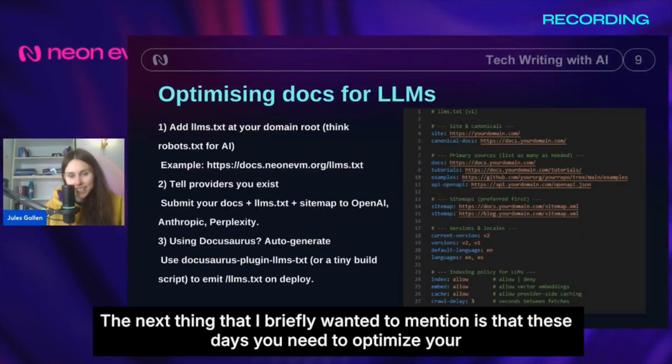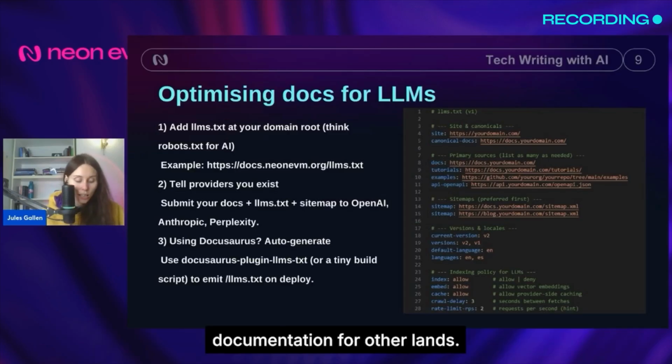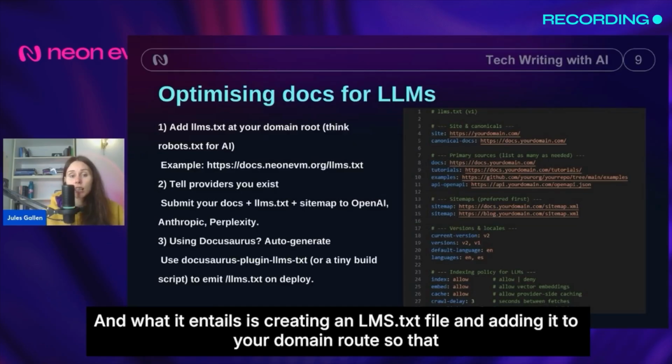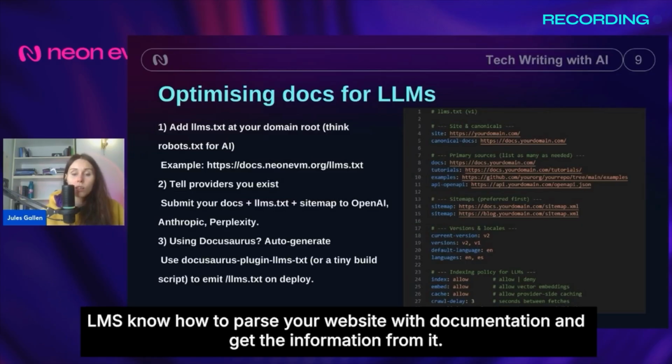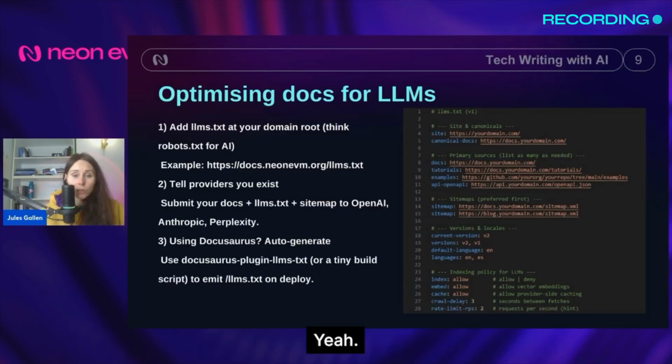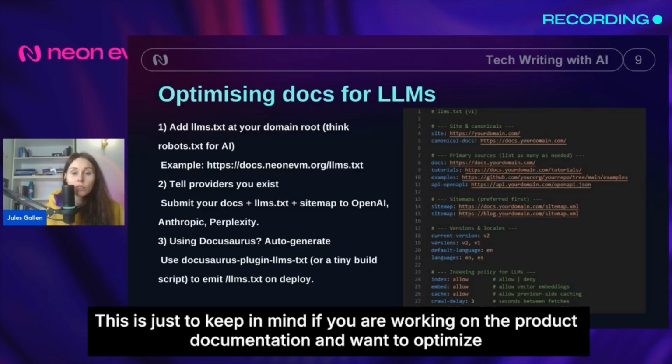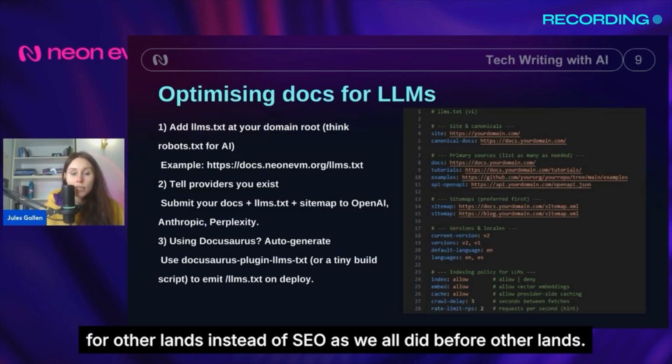Yeah, the next thing that I briefly wanted to mention is that these days you need to optimize your documentation for LLMs. And what it entails is creating an LLMs.txt file and adding it to your domain root so that LLMs know how to parse your website with documentation and get the information from it. This is just to keep in mind if you are working on product documentation and want to optimize for LLMs instead of SEO, as we all did before LLMs.